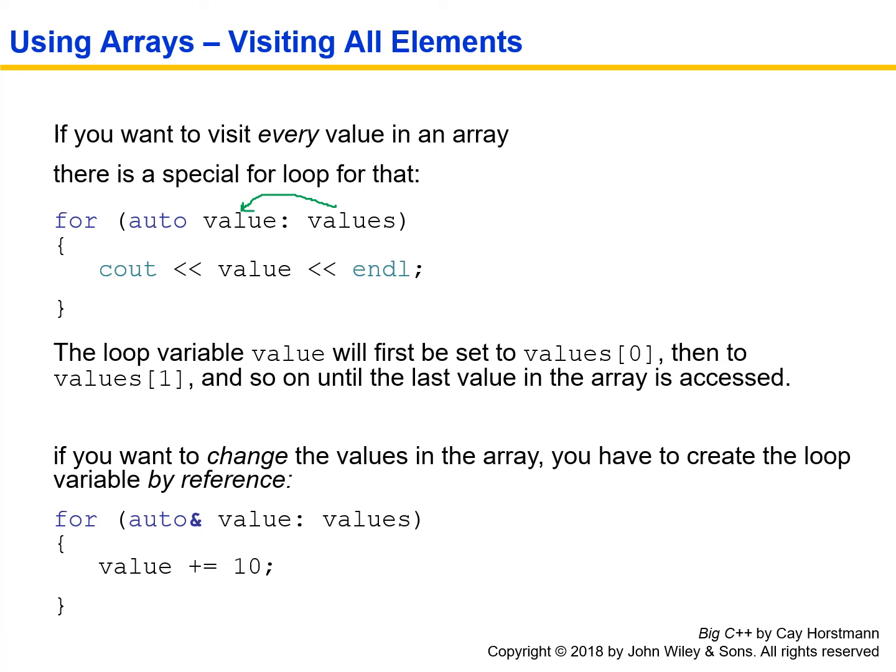If you want to change the values in the array, you have to create the variable by reference. You have to put a little ampersand there, like passing a reference to a function. And then that will allow you to, say, add 10 to every value in the array. Okay.